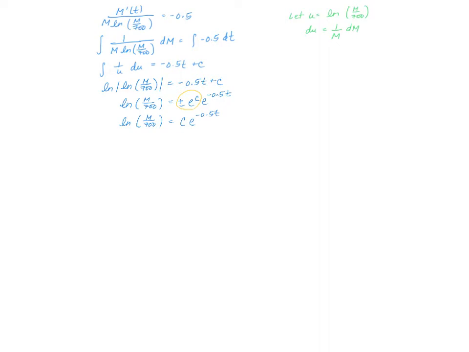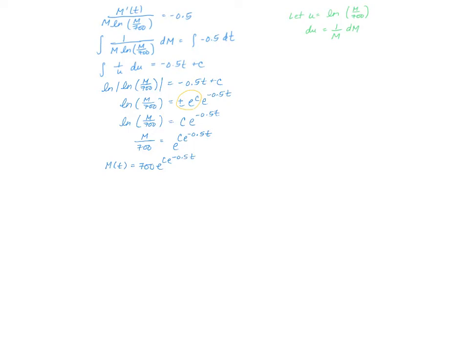I want to get rid of the natural log on the left-hand side, so I'm going to exponentiate again to get m over 700 equal to e to the exponent c e to the negative 0.5t. And then multiplying both sides by 700, I finally have solved, and it's an ugly solution, for the mass of the tumor at any time, equaling 700 e raised to the c e to the negative 0.5t.